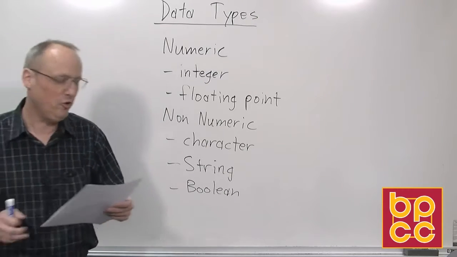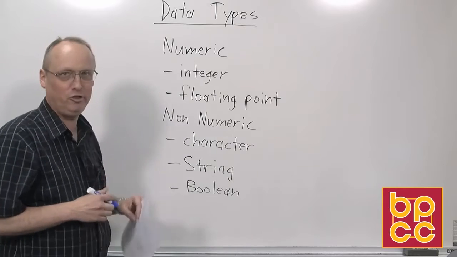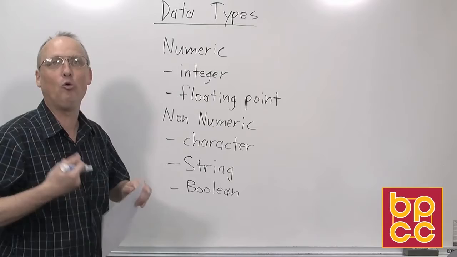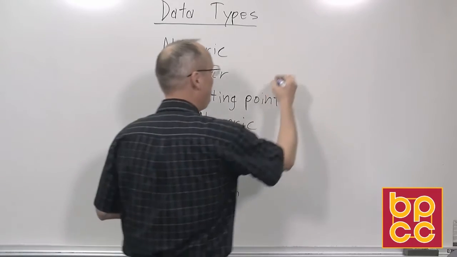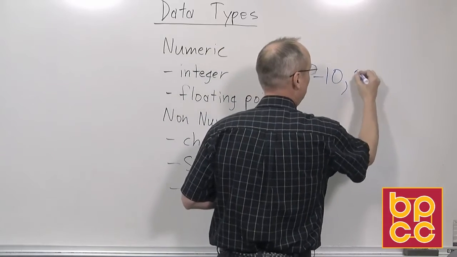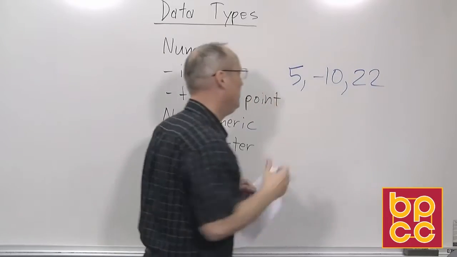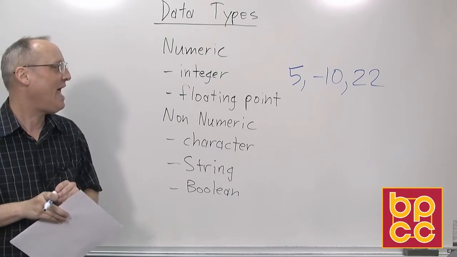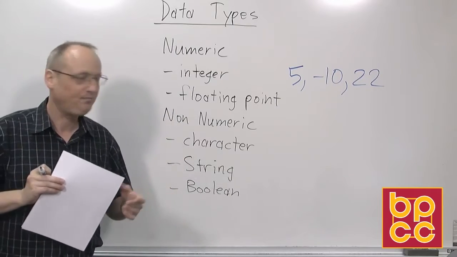Starting out, your first numeric data type is an integer data type. An integer is going to be any whole number. It could be something like 5, -10, 22, something of that nature. But it's numbers that do not have any decimal places.